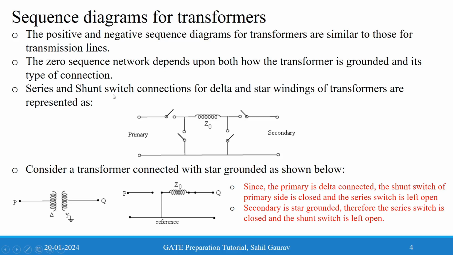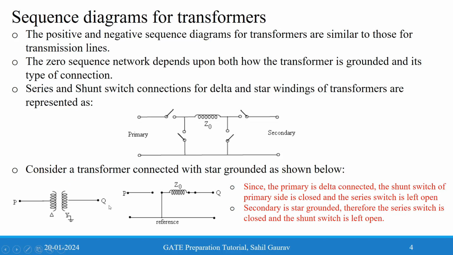The series and shunt switch connections for delta and star windings of transformers are represented like this. The series connection is for the star connection, and only if it is grounded, and the shunt connection is for the delta connection. We will see examples based on that so that it will be clear to you.